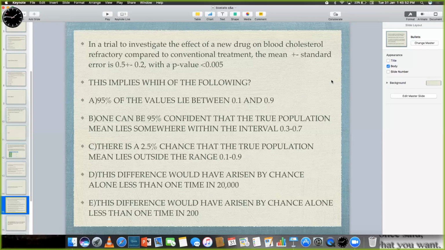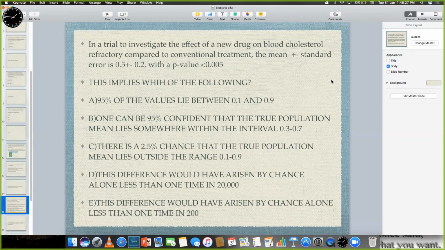I want everybody to read the question again. In a trial to investigate the effect of a new drug on blood cholesterol compared to conventional treatment, the mean plus or minus standard error is 0.5 plus or minus 0.2, with a p-value of less than 0.005. When he's given us that the p-value is less than 0.005, he's telling us that the confidence interval is 99%.